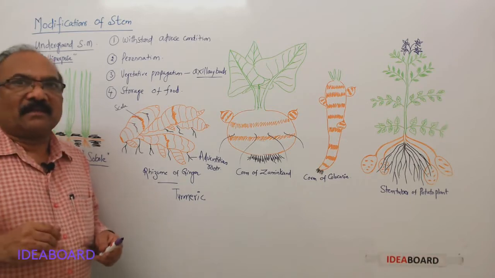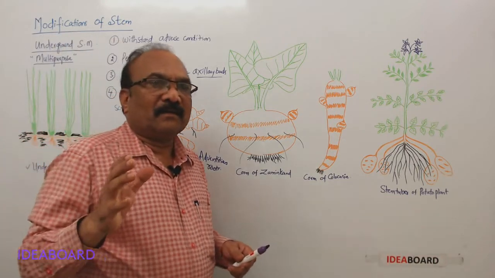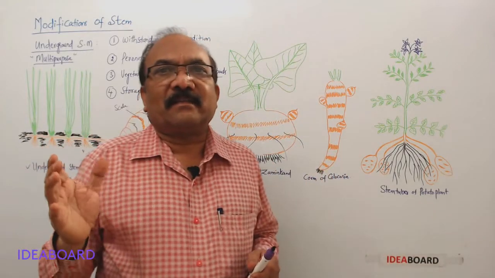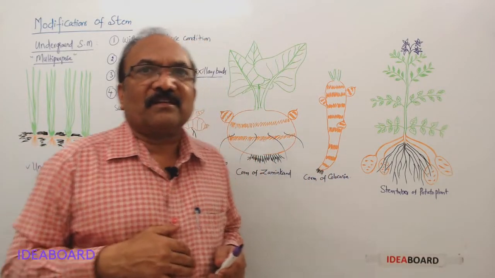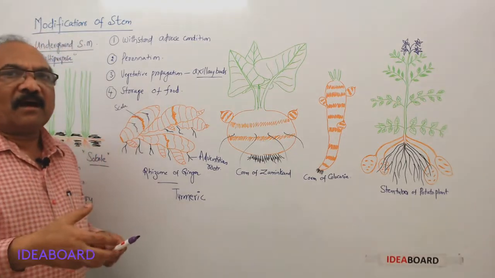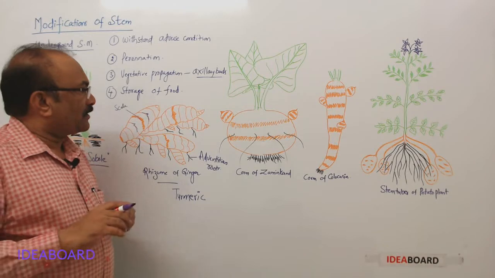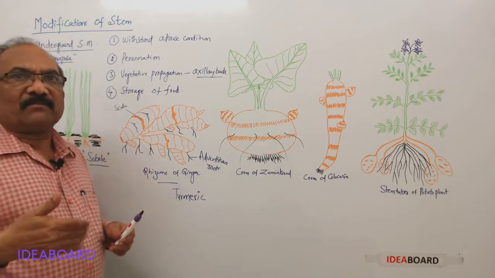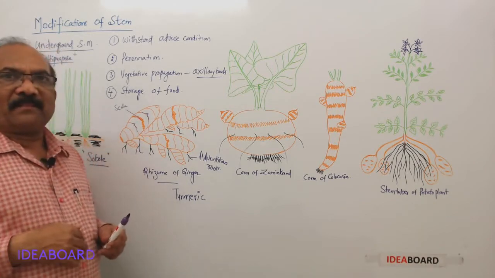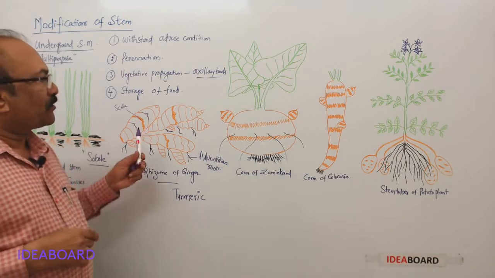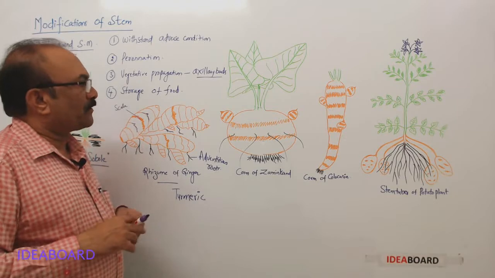Whenever these aerial shoots become yellowish in color, that indicates it is in the senescent stage, then the farmer generally harvests these rhizomes. Like that, when the farmer wants one more crop, he will take the pieces of the rhizome. So that's how it is propagating.